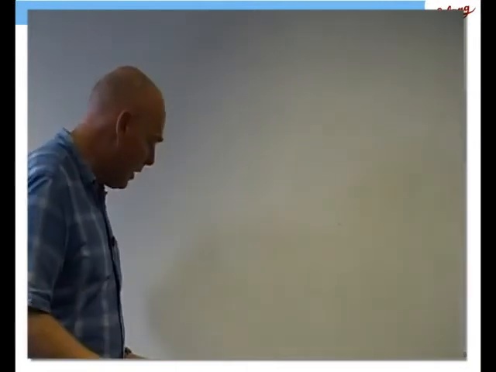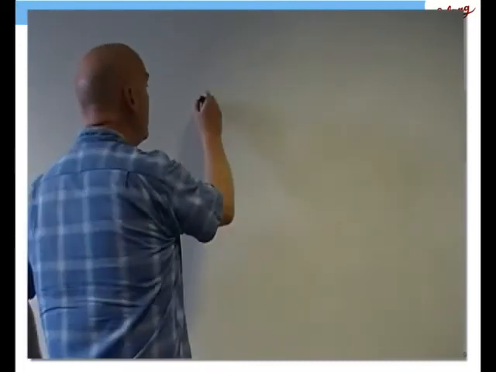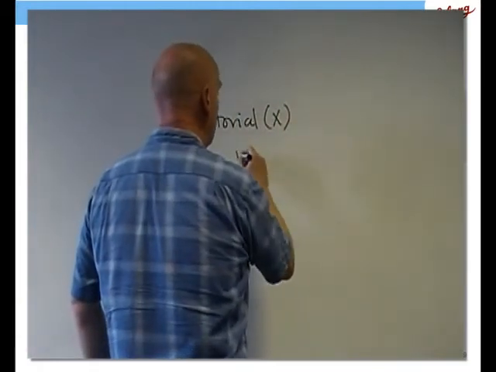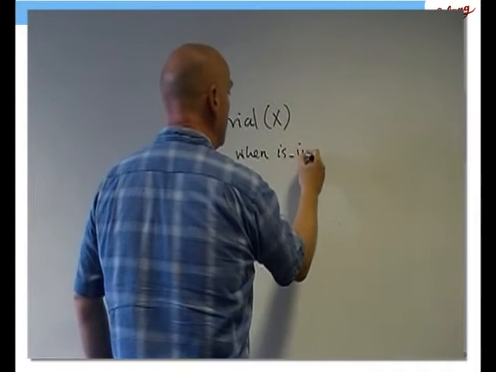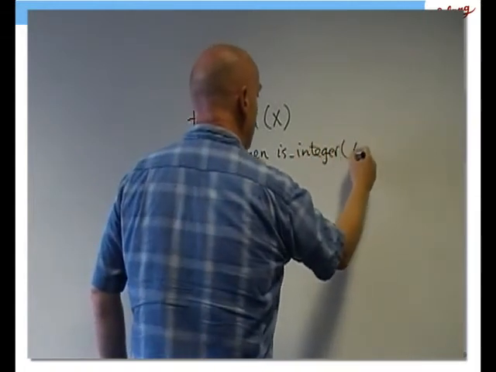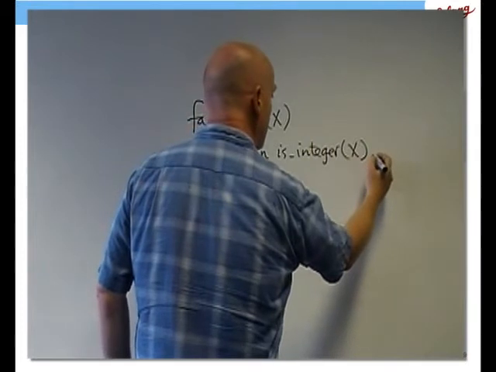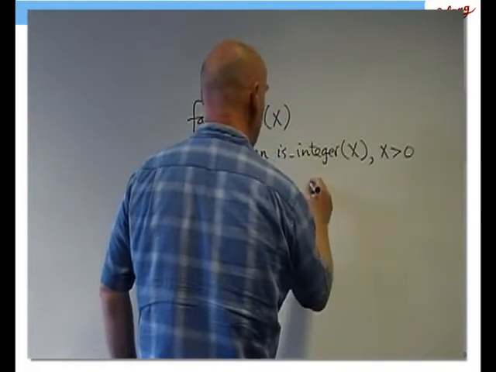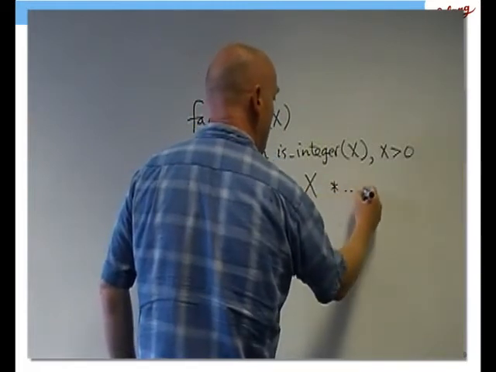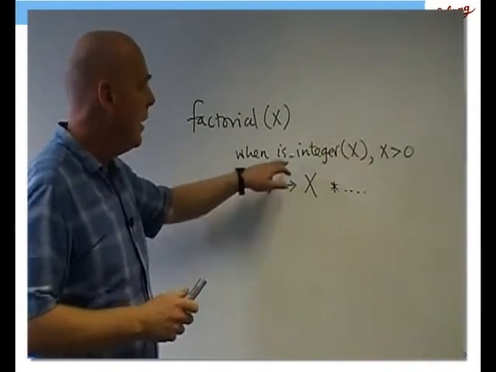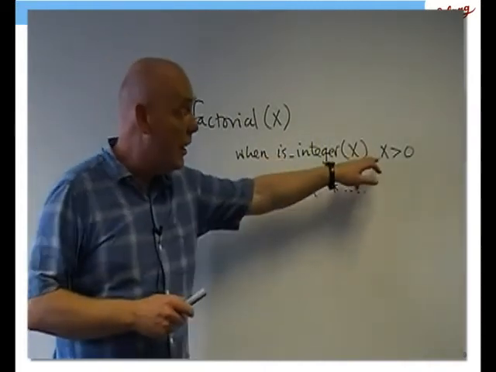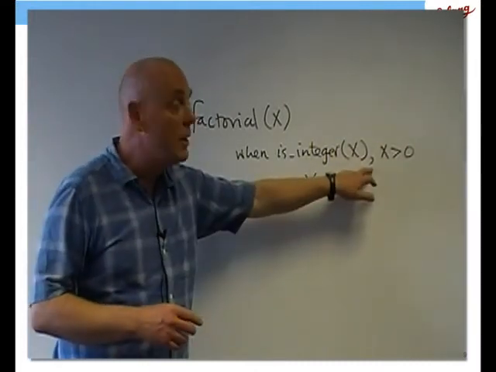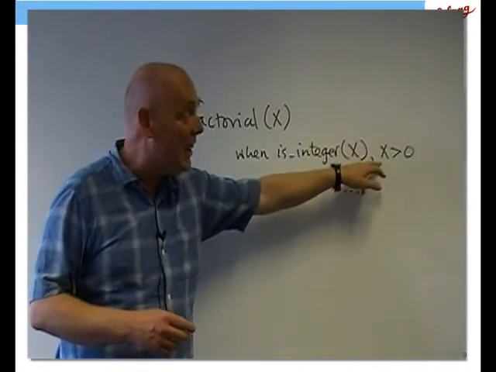So for example, if we go back to the factorial example, we might want to say factorial of X when is_integer(X), X greater than 0 returns the result X times and so on. So there we have a check that first of all the value is an integer, and then we check that it's greater than 0. I'll come on to comma in a second, but in fact it's conjunction, so you're saying it is an integer and X is greater than 0.